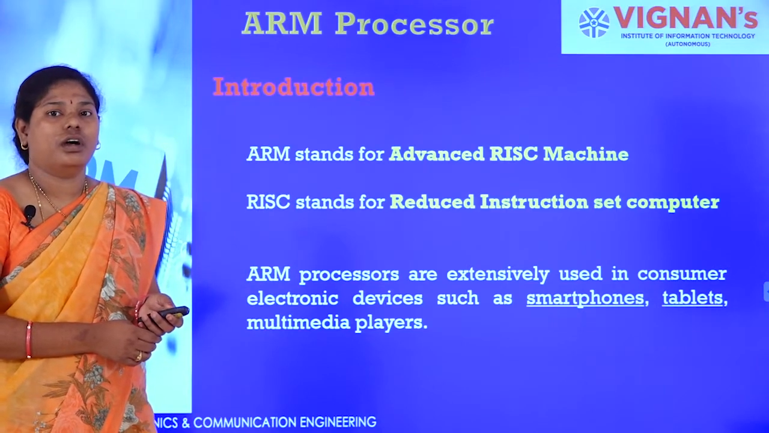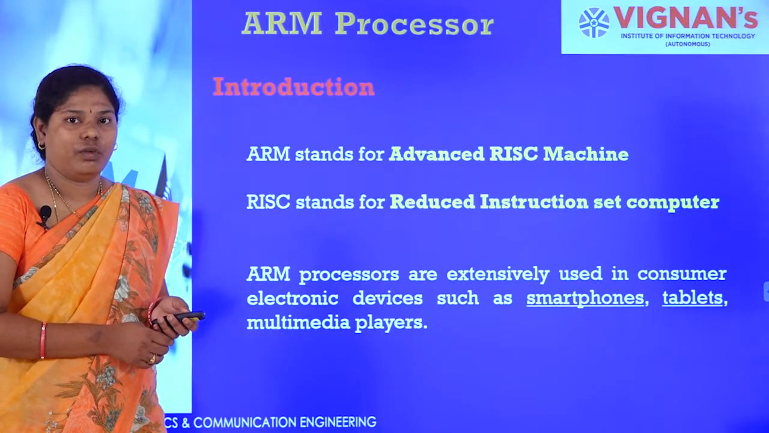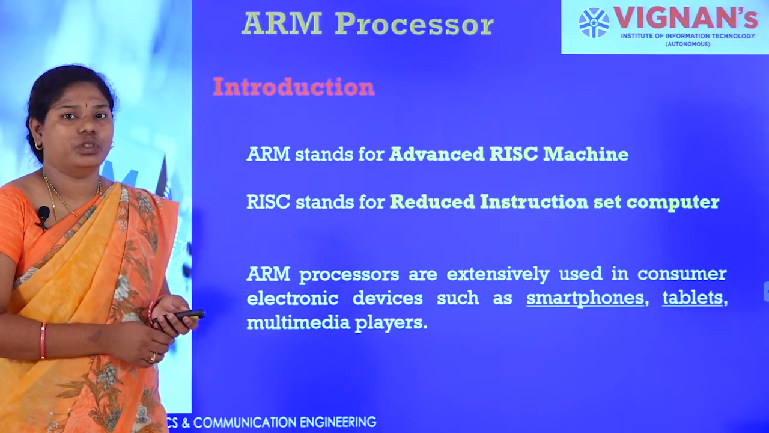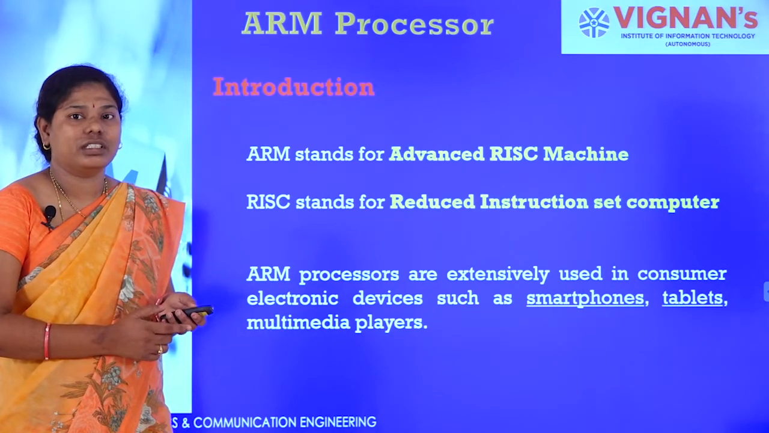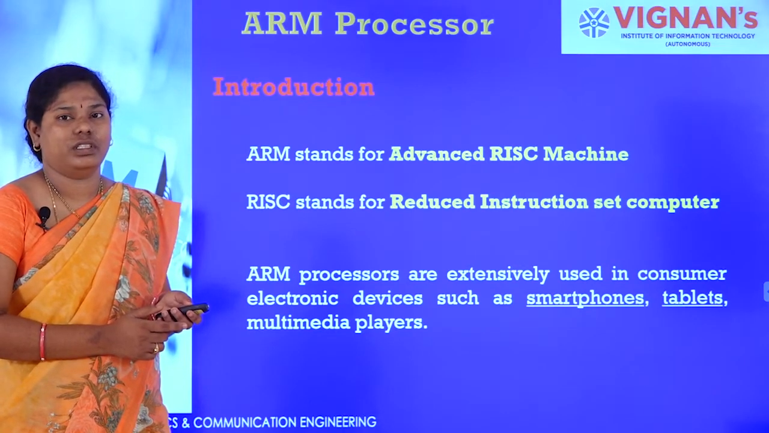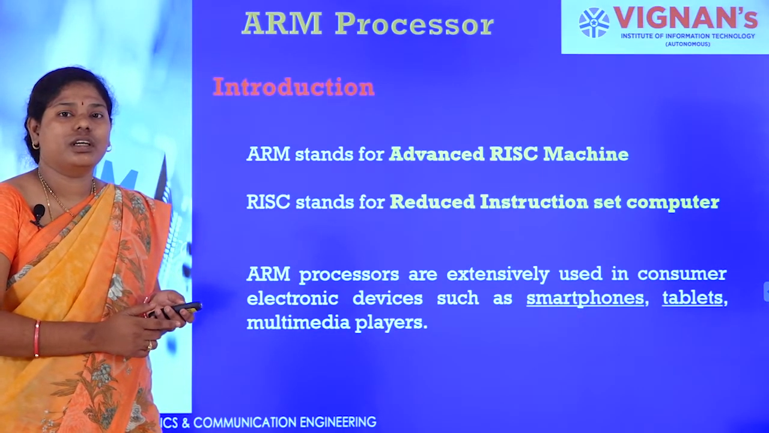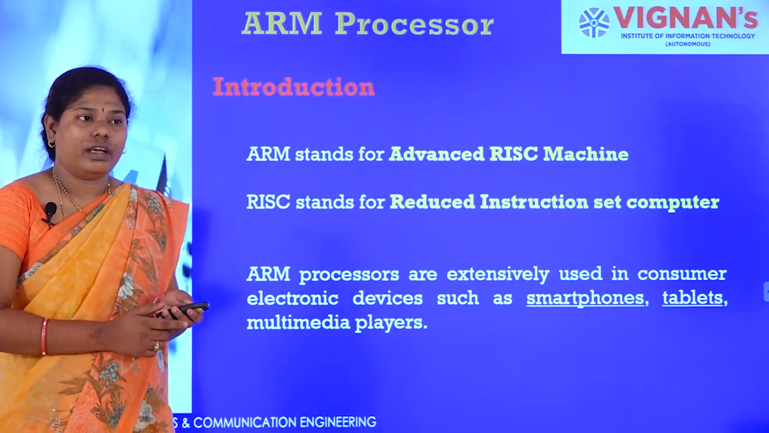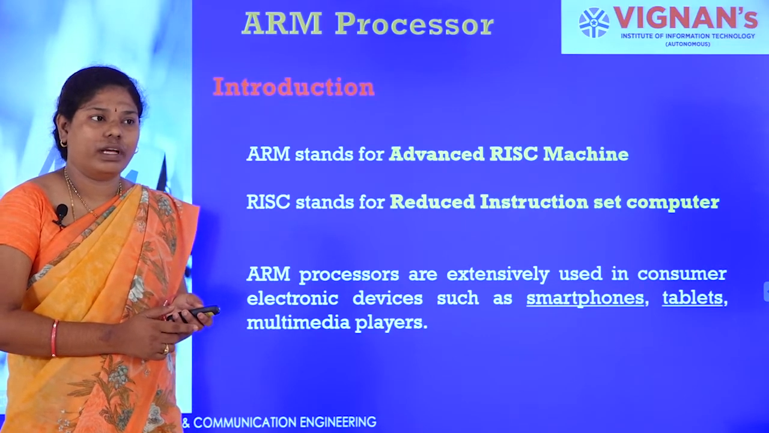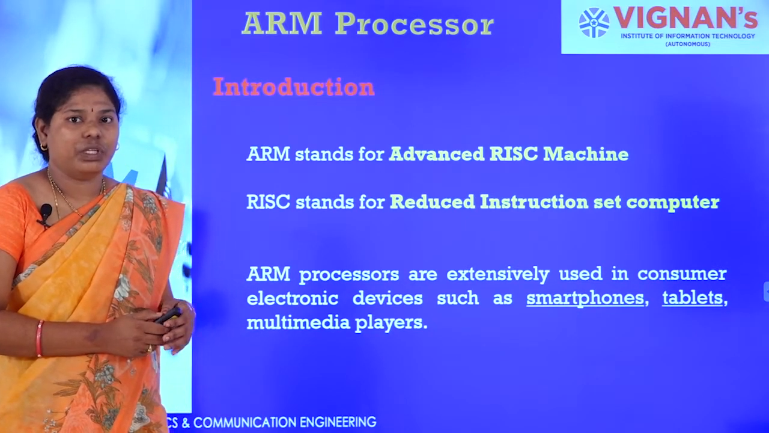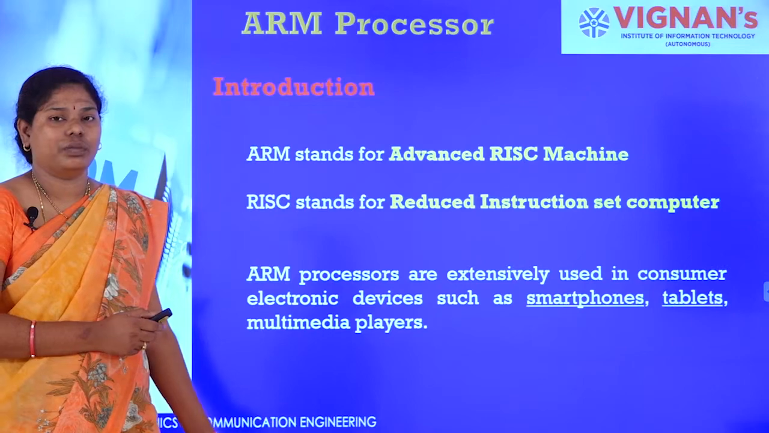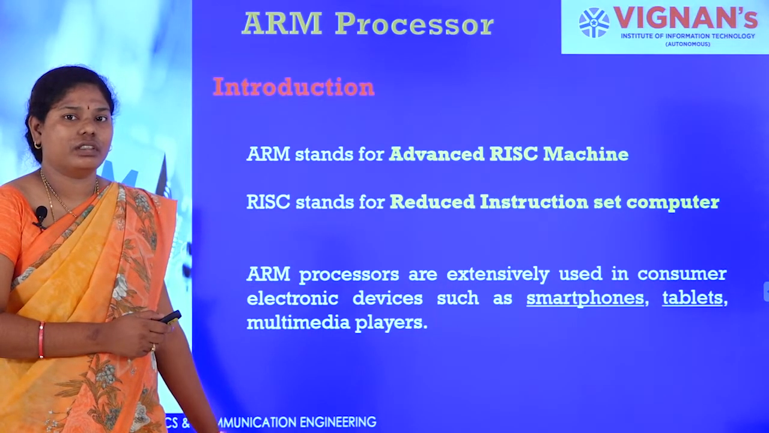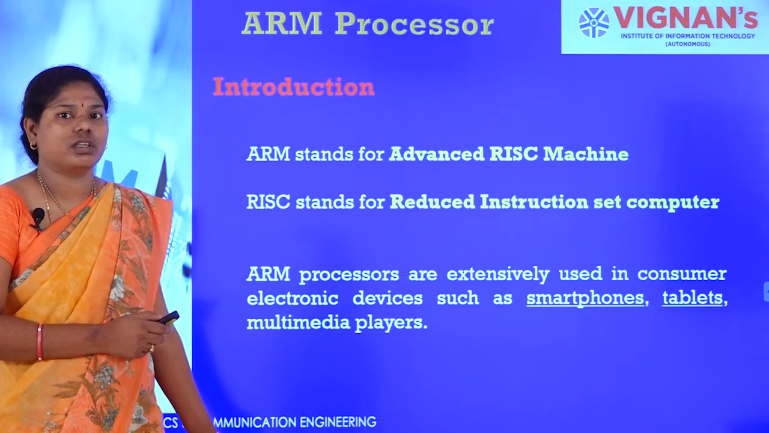ARM stands for Advanced RISC Machine, where RISC is nothing but Reduced Instruction Set Computer. The name itself indicates it consists of a limited number of instructions, that is, it is basically designed for application-oriented use. Whereas a CISC processor, that is, Complex Instruction Set Computer, is basically designed for every purpose, input and taking of the output. A lot of devices can be connected and the process can be done.